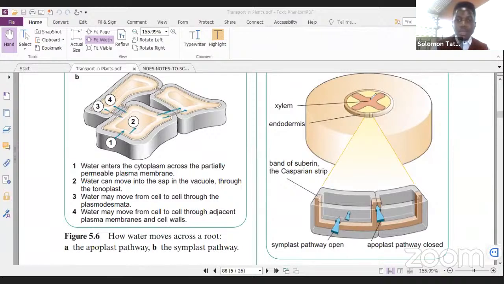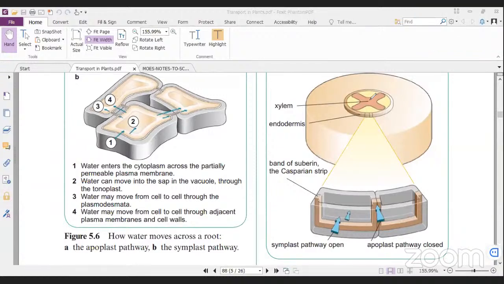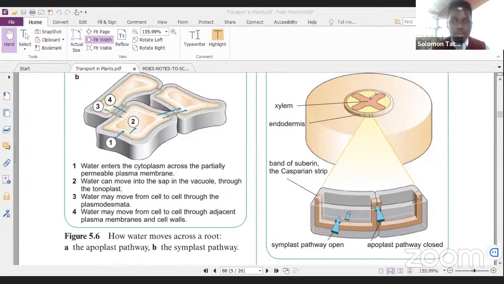And when the water encounters this, it changes pathways, okay? That is something I wanted you to pick up from here. Those are the Casparian strips positioned in the cell wall, okay? Good job.